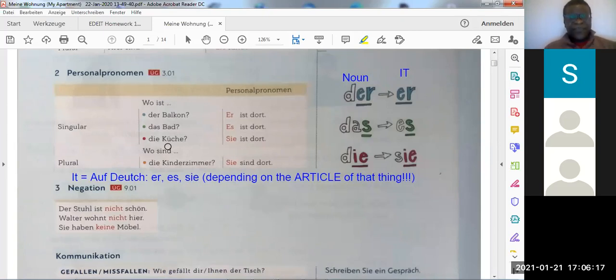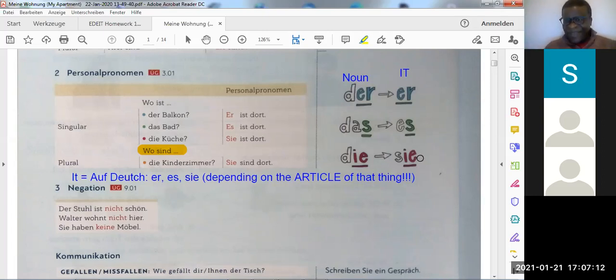Wo sind? Now plural comes. Plural, remember the same thing we said? Plural changes everything to feminine. I hope you remember, whether it's der, das, or die, as long as plural, everything dissolves into the power of feminine. Wo sind die Kinderzimmer? Where are the children's rooms? Sie sind dort. They are there, not it. This time, sie is representing they, because it is now plural.